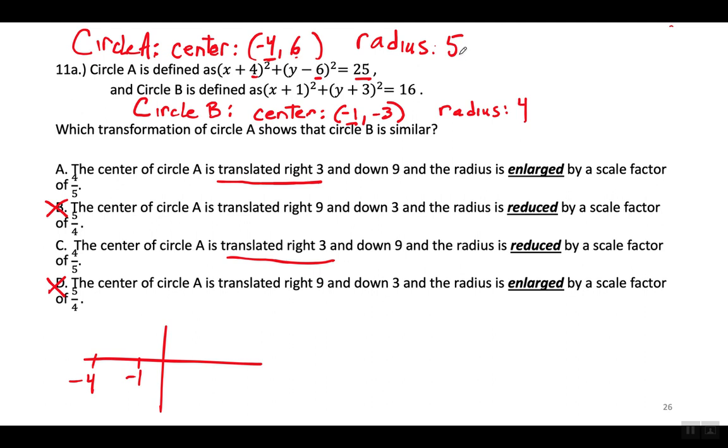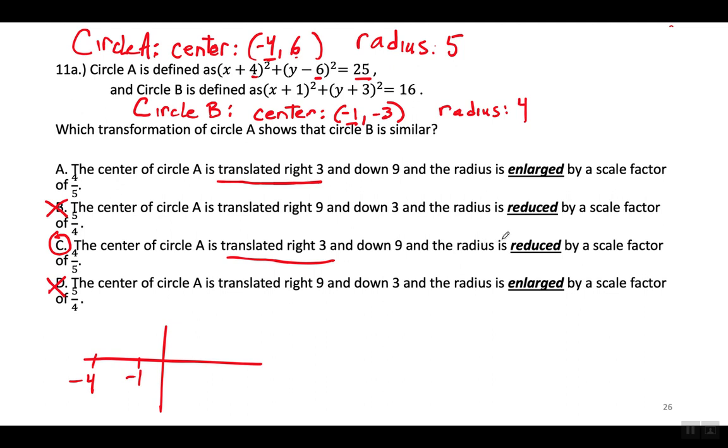Now the radius went from 5 to 4. The radius got smaller. So is it being enlarged or reduced? Let me go over this because there'll always be someone to ask me. Enlarged means to make bigger, reduced means to make smaller. So it's being reduced. So obviously the correct answer would be C.